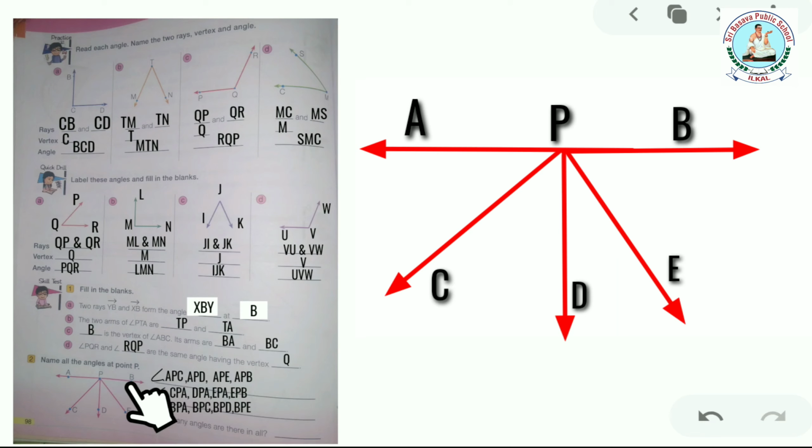Next angle BPA, 180 degree, and angle BPC and angle BPD and lastly angle BPE. So these are the angles which are formed at the point P.